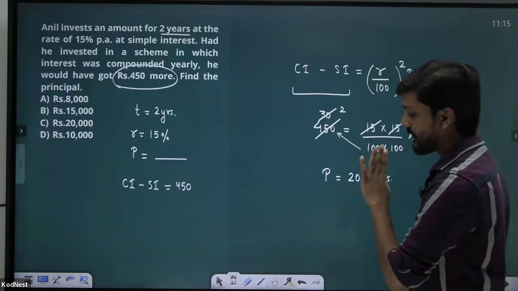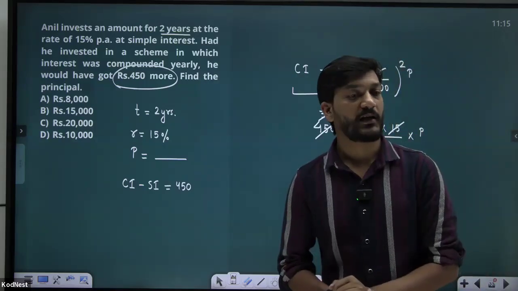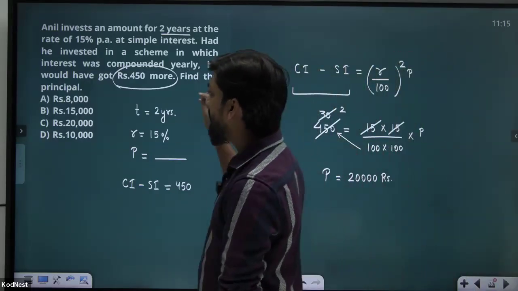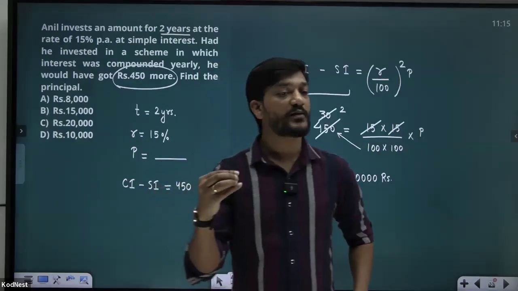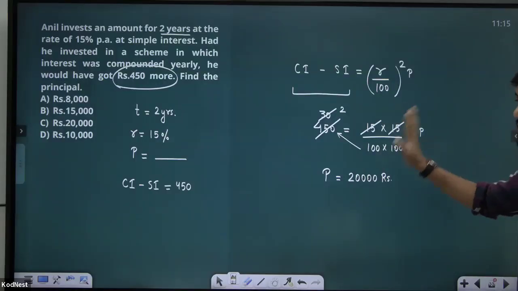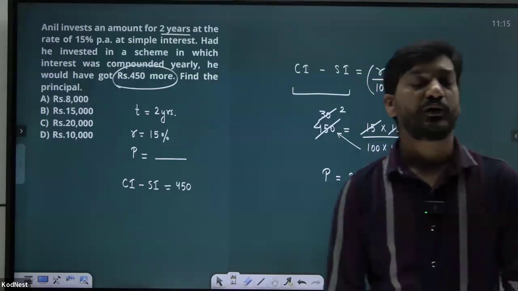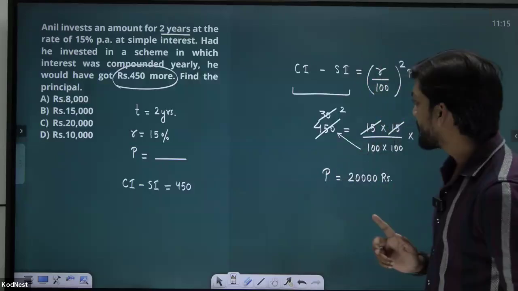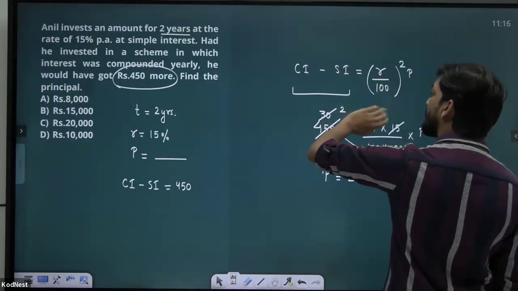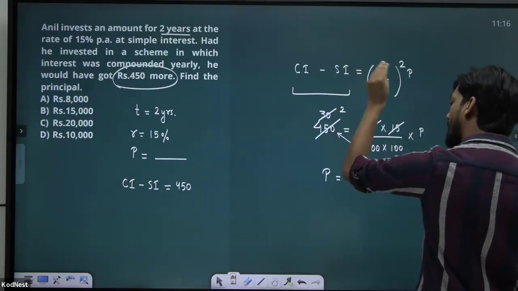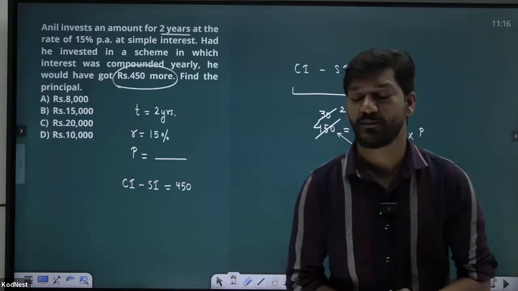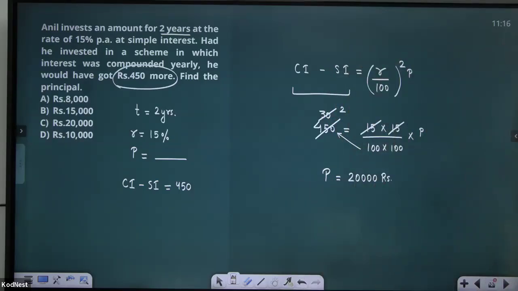So this way, if we apply the formula, we can get the principal. Why did we apply this formula? Because it is not based on compound interest, it is not based on simple interest, it is based on comparison. So for comparison, this is the formula. Please remember one more thing: whenever a difference is given, compound interest not given, simple interest not given, then 100% apply the formula. That is the best approach. So, understood where to apply the formula?